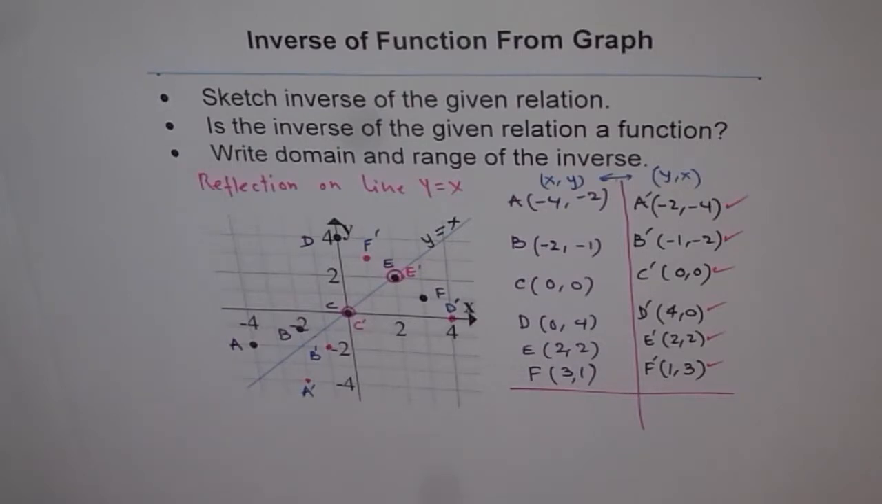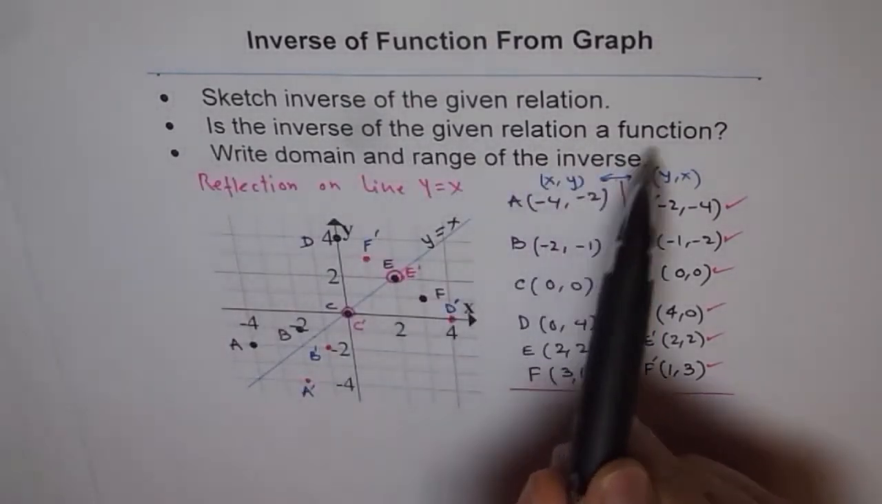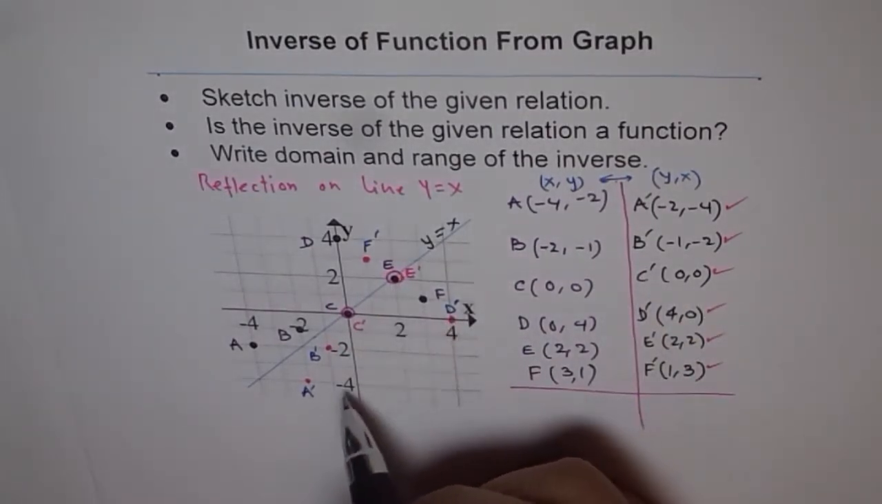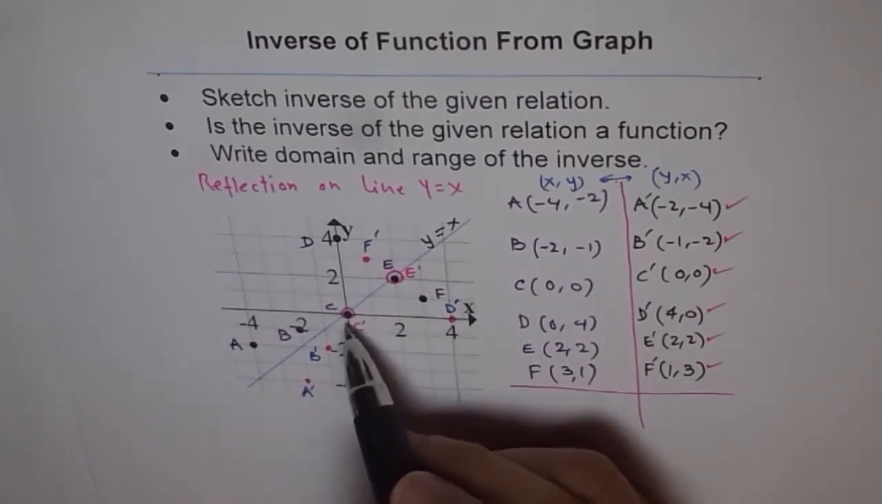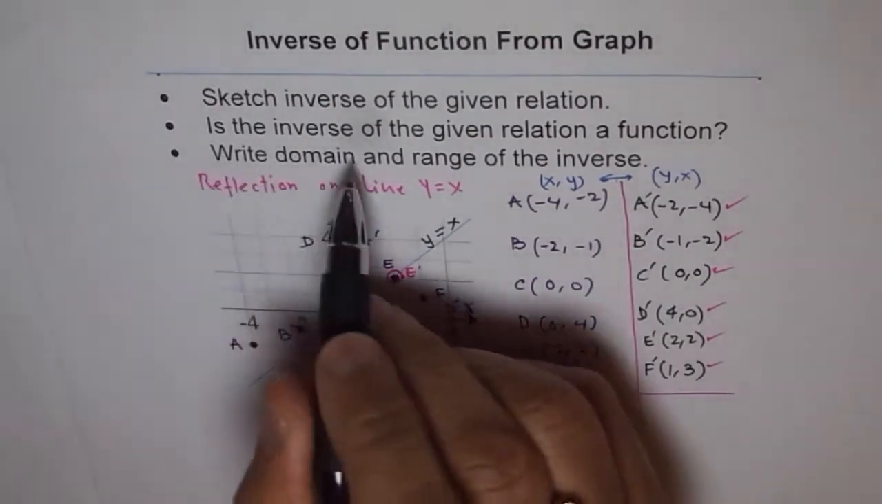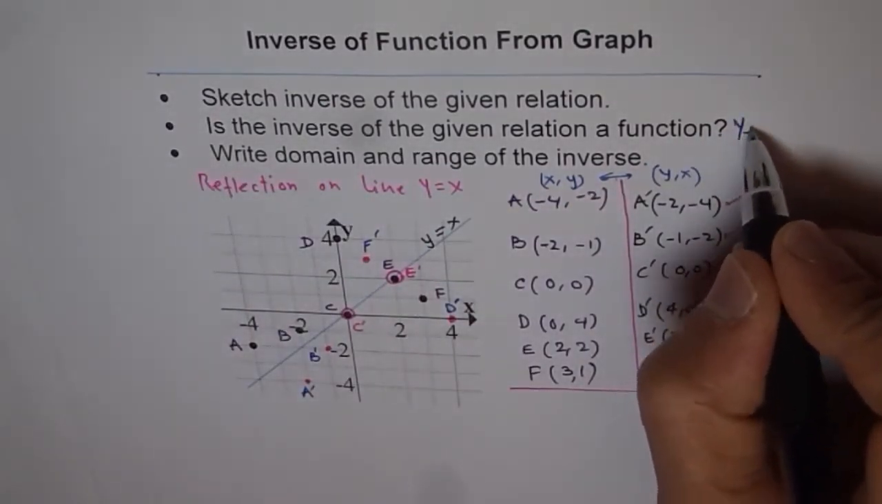Now let's answer the rest of the question. Is the inverse of the given relation a function? If you see the inverse, does it pass the vertical line test? If you check your points A, B, C, D, E, F, yes it does. So the inverse of the given relation is a function.